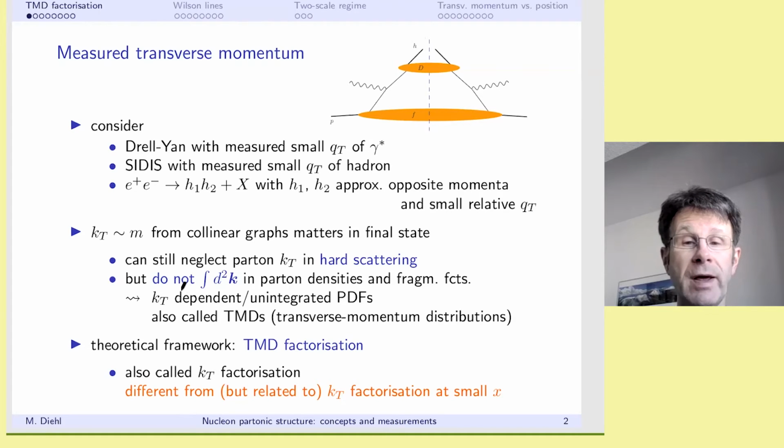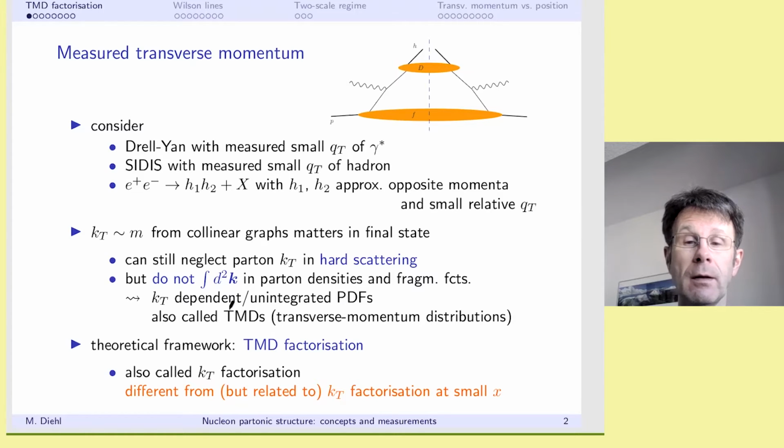Just as a matter of notation, in formulae, I will keep using this bold face notation, so you know this is always a transverse vector. If it's in text and to give names to things, then I will normally put the KT because I also need to speak it. So in that case, we need KT-dependent or unintegrated PDFs. Unintegrated just means you don't do that integral, which you would normally do. And these kinds of distributions are normally called TMDs.